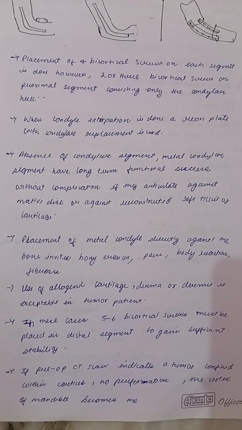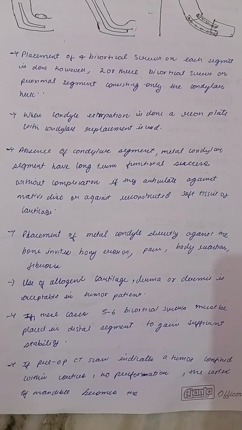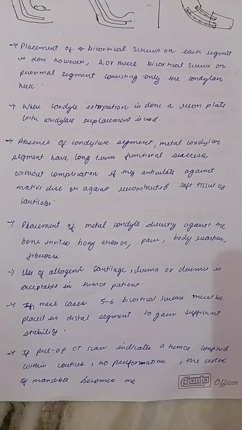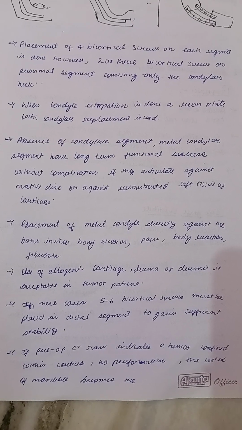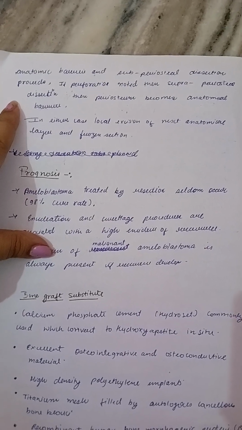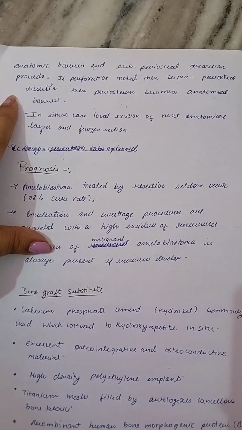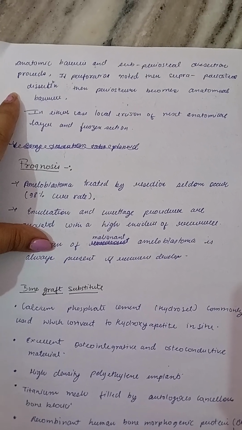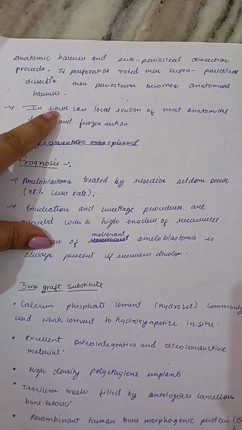If pre-op CT scan indicates a tumor confined within cortices, no perforation, then the cortex of mandible becomes the anatomic barrier, and subperiosteal dissection proceeds. If perforation is noted, then supraperiosteal dissection, then periosteum becomes the anatomical barrier.